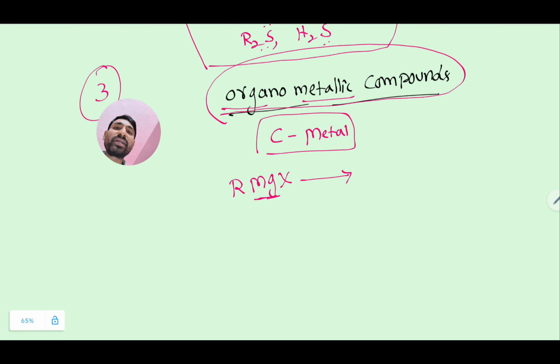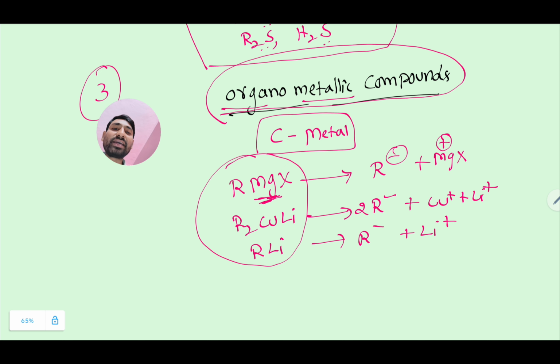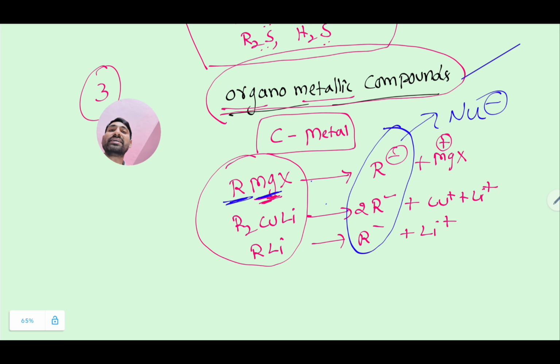Metals always bear a positive charge. That's why it can be divided as R minus and MgX plus. Like that, R2CuLi can divide as 2R minus, Cu plus and Li plus, guys. For example, RLi can divide as R minus and Li plus. In all these cases, carbon is bound with a metal, and those compounds are called organometallic compounds. In such cases, carbon carries a negative charge and acts as a nucleophile, guys.